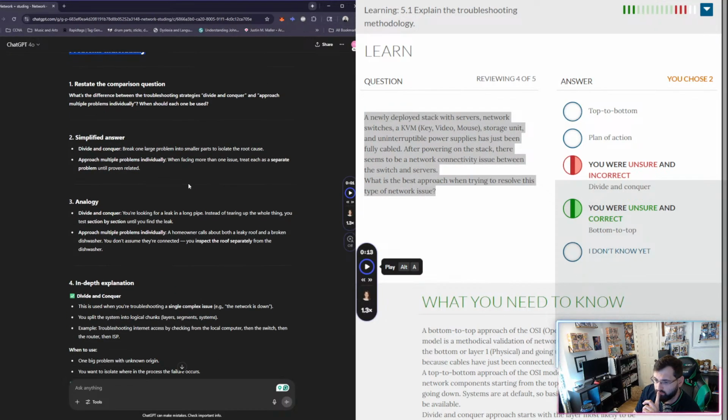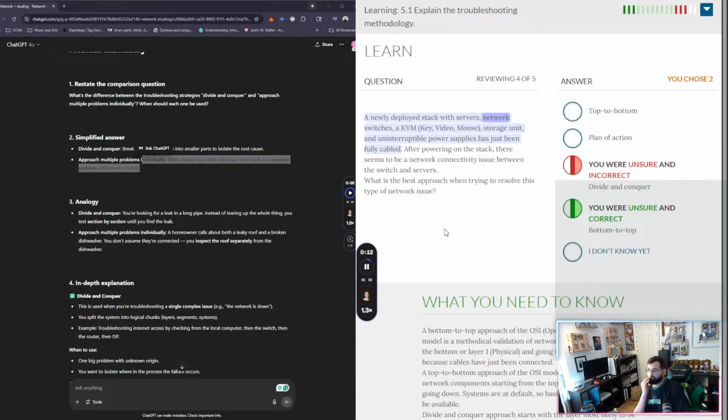Hold on. Let me read this again. Divide and conquer. Break one large problem into smaller parts to isolate the root cause. Approach multiple problems individually. When facing more than one issue, treat each as a separate problem until proven related. So one has one large problem that then gets broken down into smaller things. One is a bunch of problems that you assume are not connected, so you treat them as separate until you have other information.